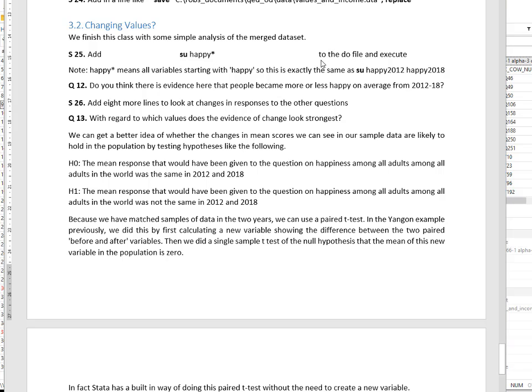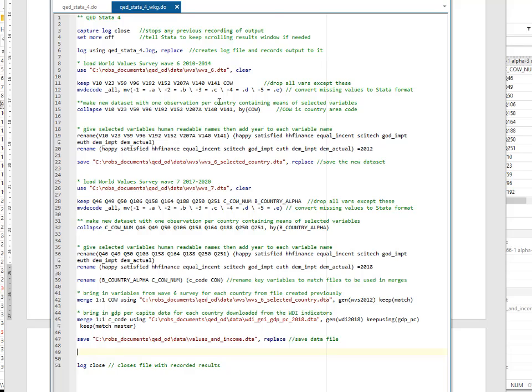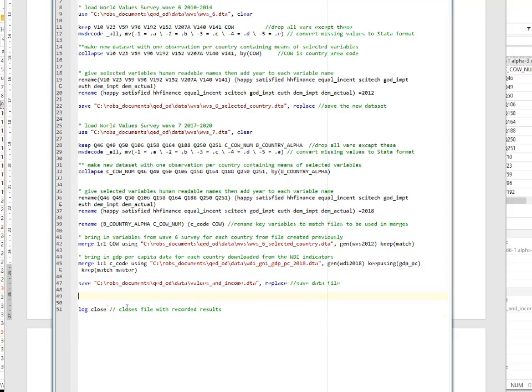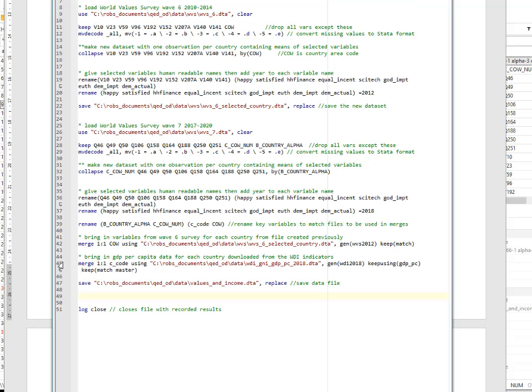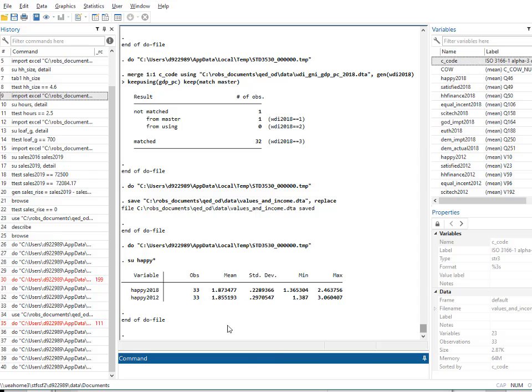So hopefully, if we add into the do file, which I've formatted a bit better and put comments and stuff on, put that in here. Oh dear, don't think I copied that. It's better. And execute that. So it's compared the summary statistics between those two. So we can see that mean happiness seems between 2012 and 18 to have increased slightly.